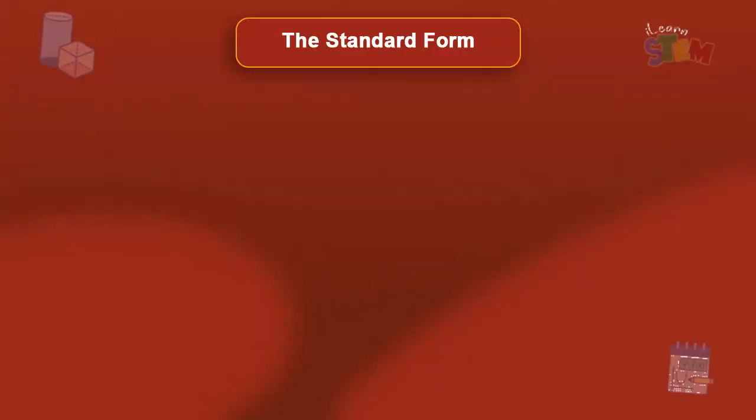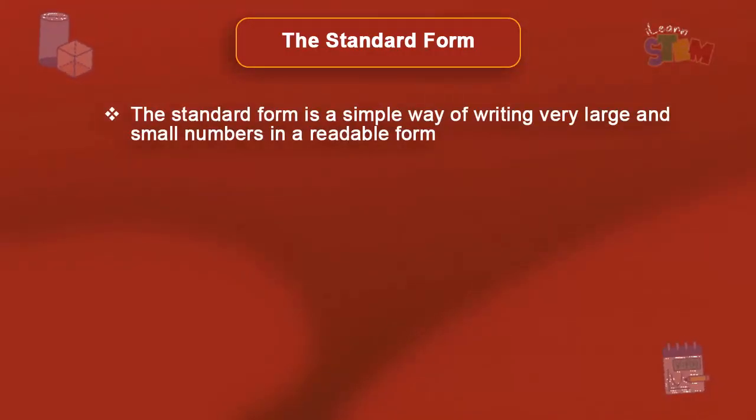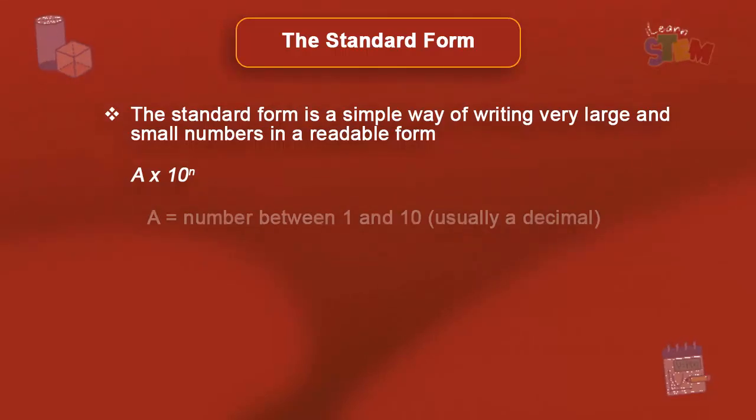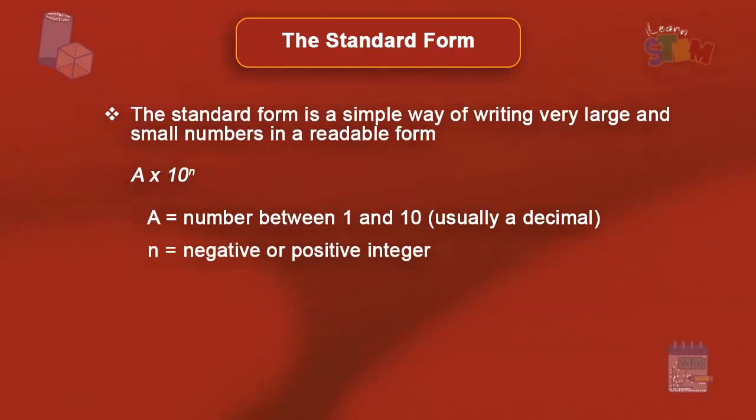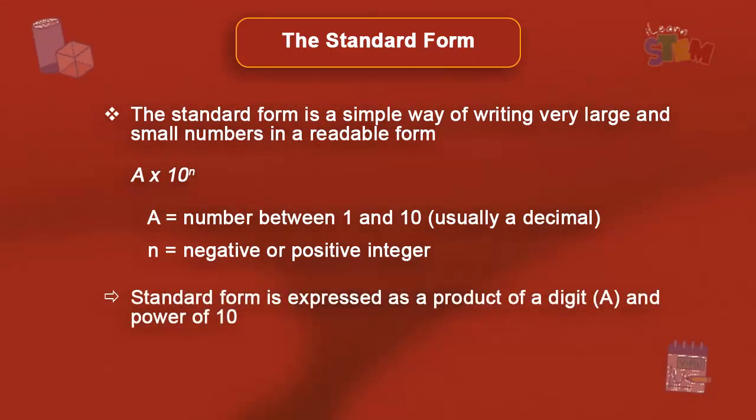The standard form. The standard form is a simple way to express very large or very small numbers in a compact and readable form. A number in standard form is written as a times 10 raised to the power n, where a is a number between 1 and 10, usually a decimal, and n is an integer which can be either negative or positive. In other words, standard form is expressed as a product of a digit, a, and power of 10. Now, let us express some numbers in standard form for better understanding.